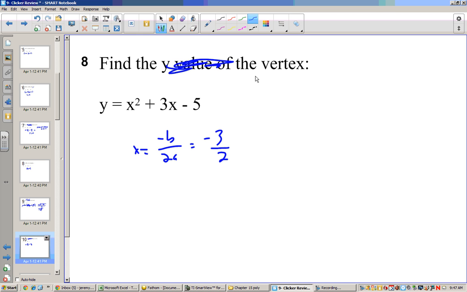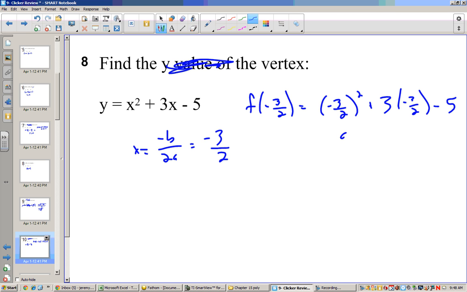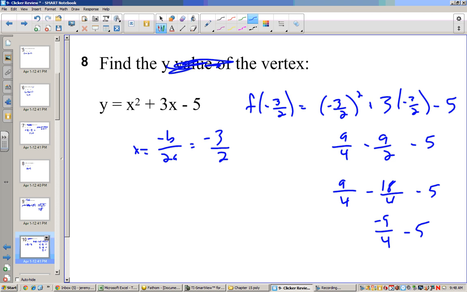So if I plug in negative 3 halves, x of negative 3 halves, I have negative 3 halves squared plus 3 times negative 3 halves minus 5. That's 9/4 minus 9 halves minus 5. This would be 18/4, so 9/4 minus 18/4 minus 5. So this is negative 9/4 minus 5. 9/4 is 2 1/4, so this would be negative 7 1/4.